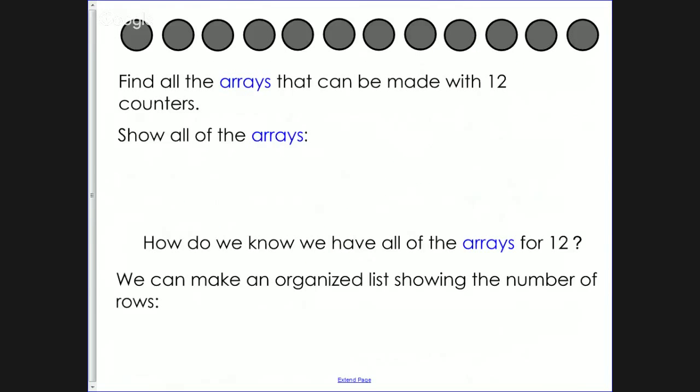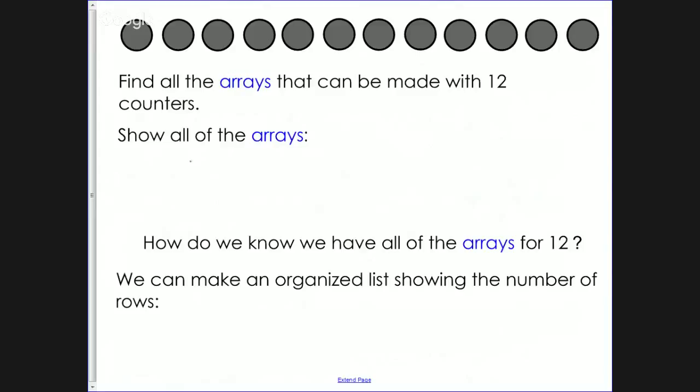Find all the arrays that can be made with 12 counters. Show all of the arrays. So this is similar to the activity that we had with the 4 counters and then the one with the 6 counters that I asked you to try on your own. So now we're going to do the same activity with 12 counters. Again, I suggest that you get some counters, pause the video, try this on your own first, record the different arrays that you were able to create, and then check out your answers compared to what I've got on the screen.